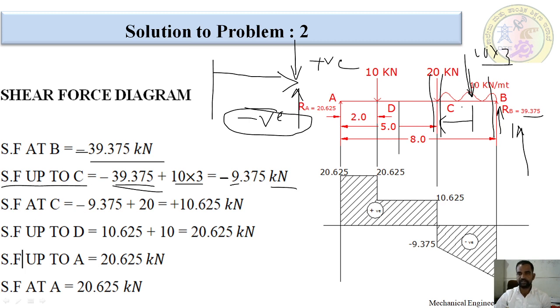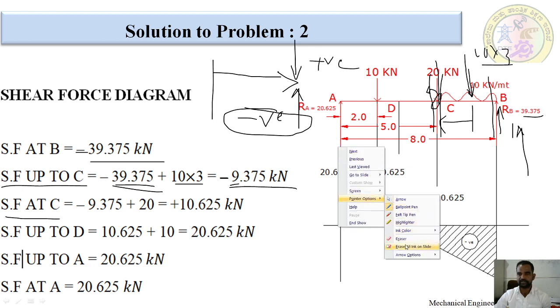Okay, after that up to the C point we are considering. I am going to take the section at the C point, just about to C. Shear force at the C point is equal to negative 9.375 plus this 20 kilonewton, positive 20, which is equal to positive 10.625 kilonewton. Up to here, up to the C point, we have calculated.